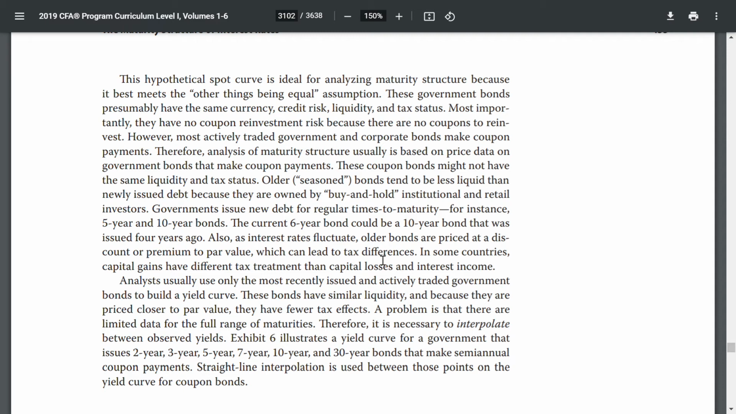Therefore, analysis of maturity structure usually is based on price data on government bonds that make coupon payments. These coupon bonds might not have the same liquidity and tax status. Older seasoned bonds tend to be less liquid than newly issued debt because they are held by buy-and-hold institutional and retail investors. Governments issue new debt for regular times to maturity, for instance, 5-year and 10-year bonds. The current 6-year bond could be a 10-year bond that was issued 4 years ago. So yeah, that makes sense.